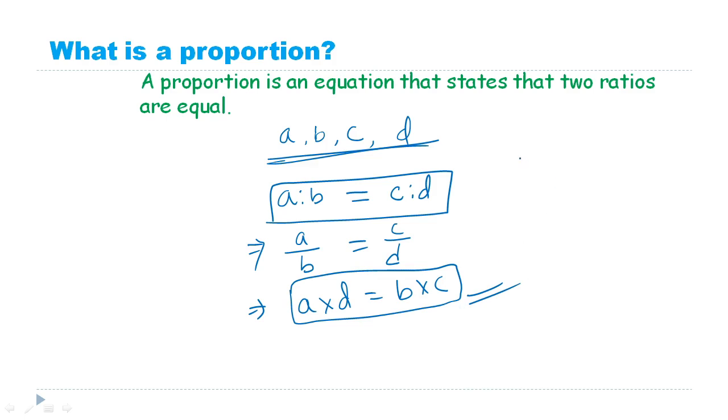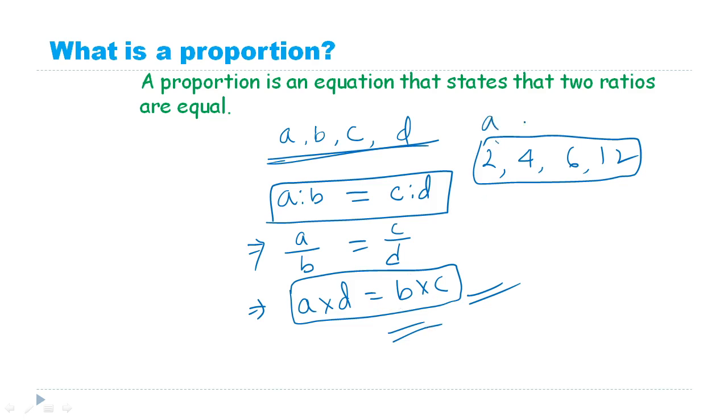Suppose I give you 2, 4 and 6, 12. Are they in proportion? Your answer will not be simple, because you have to follow this. This is A, B and C, D. Which ones will you multiply? A into D, that means 2 into 12, which is 24. And after that B into C, let us multiply 4 into 6, and you will get 24.